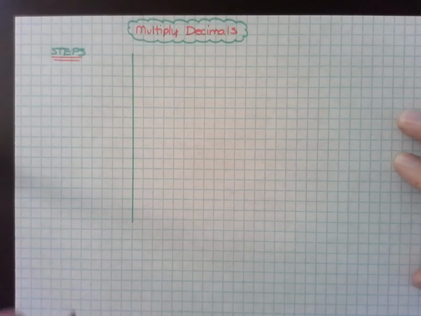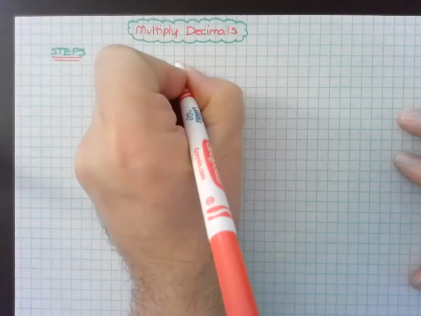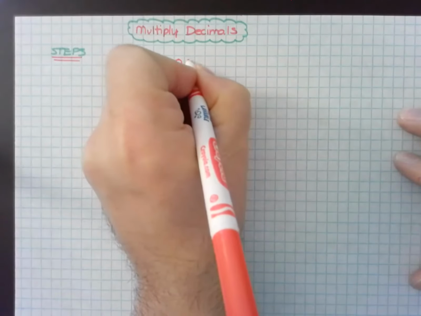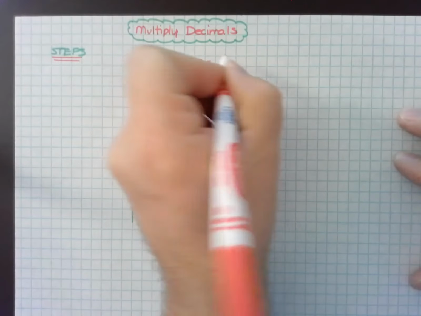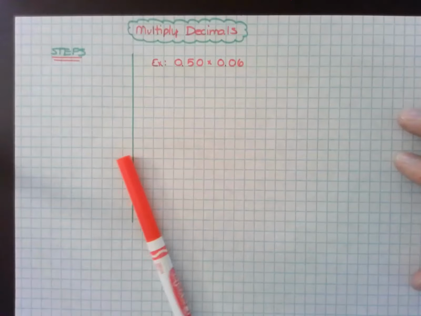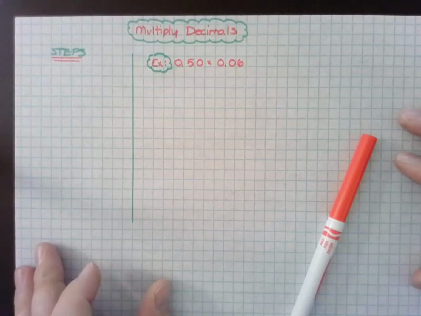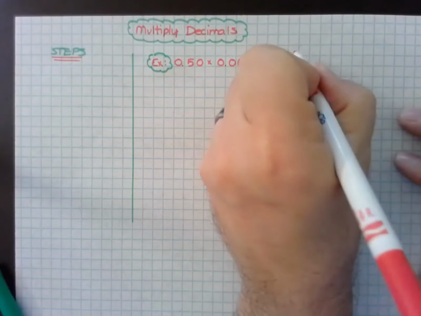Multiply decimals. Say I have 0.50 times 0.06. I can estimate that.